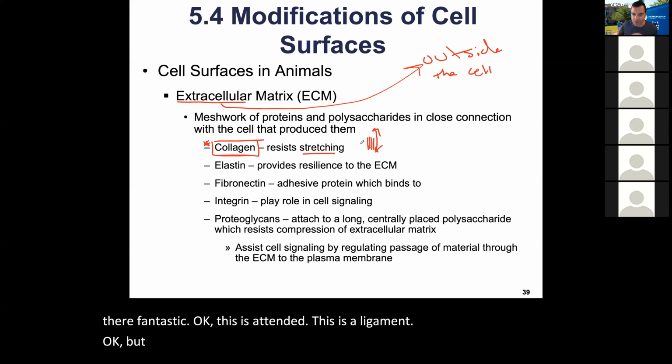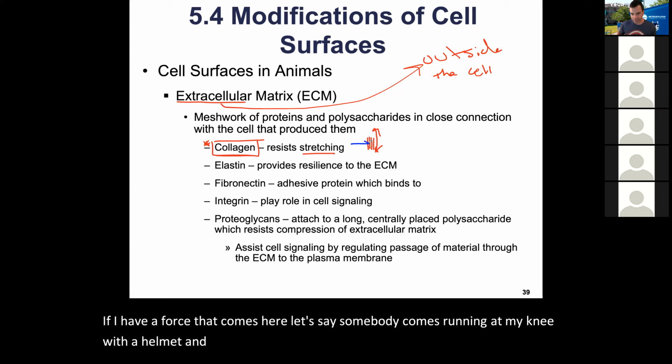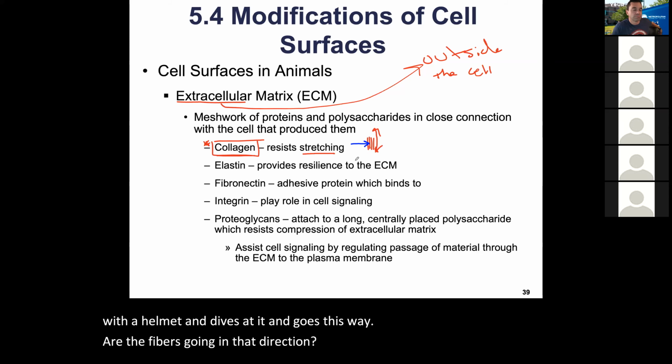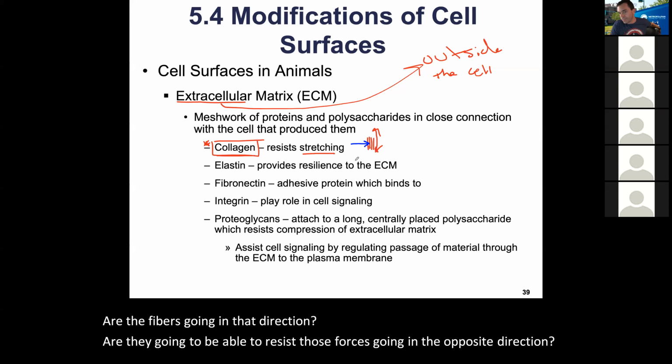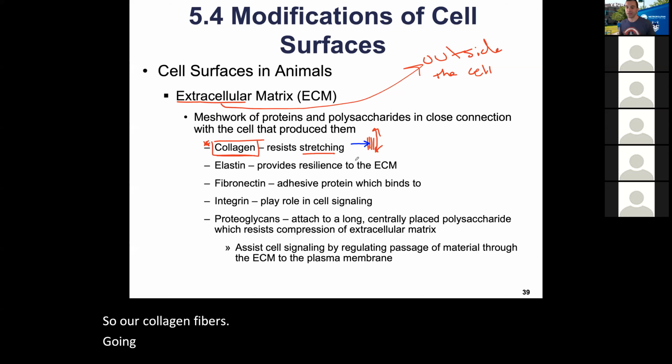if I have a force that comes here, let's say somebody comes running at my knee with a helmet and dives at it and goes this way, are the fibers going in that direction? Nope. Are they going to be able to resist those forces going in the opposite direction? Nope. So are collagen fibers going to help resist stretching in that plane? No. And they provide absolutely nothing for you at that point, okay?